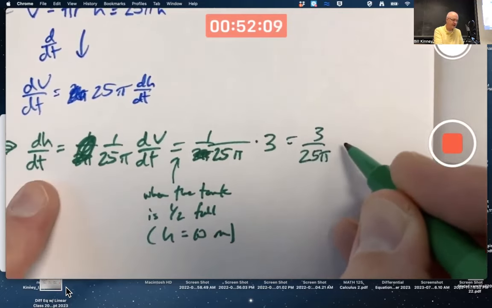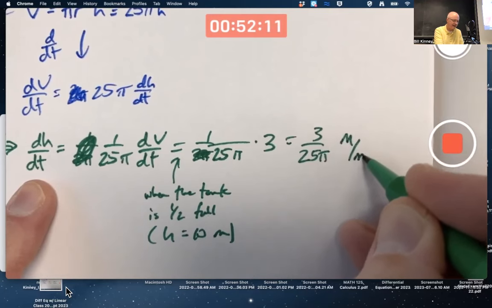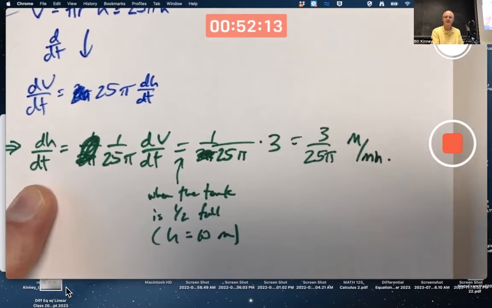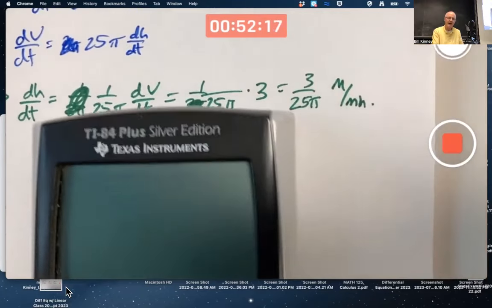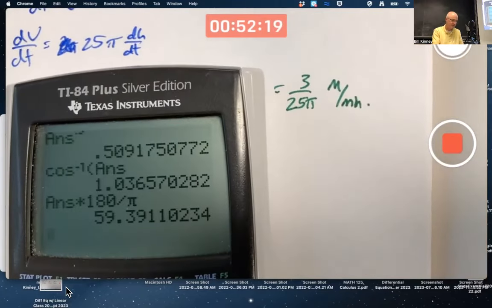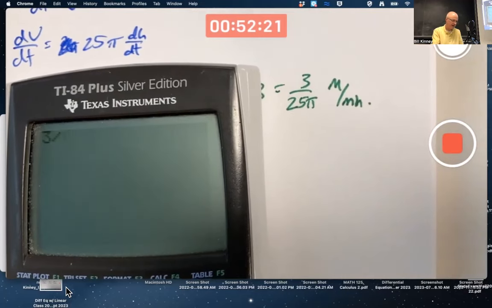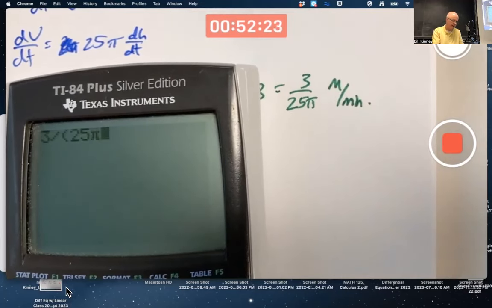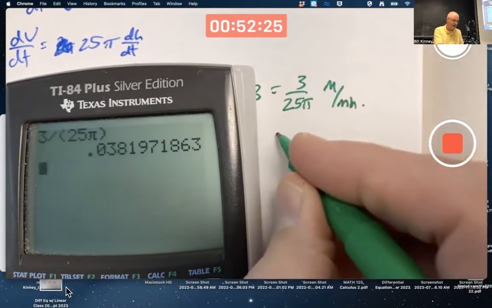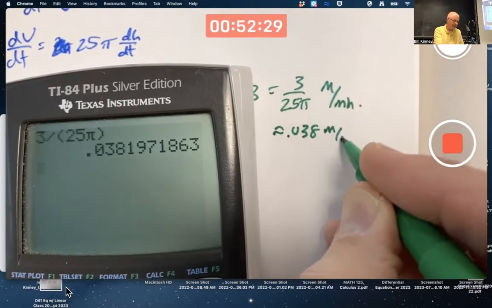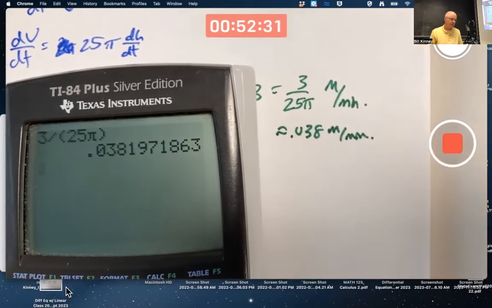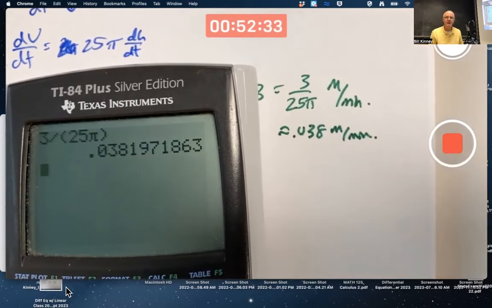This is dH/dt, so this would be meters per minute. Units of time are in minutes here. Probably is more satisfying to approximate that. 3 divided by 25 pi, about 0.038 meters per minute. What, about 4 centimeters per minute? Not very fast.